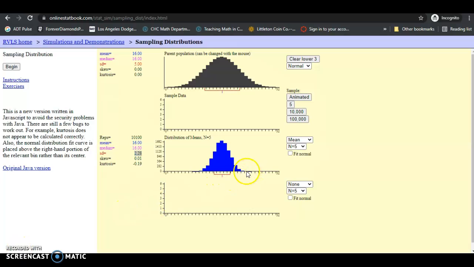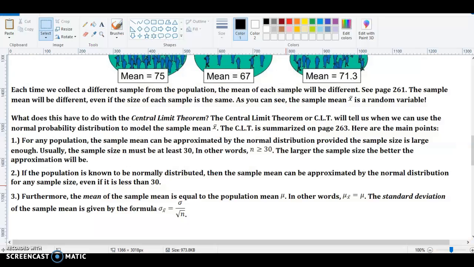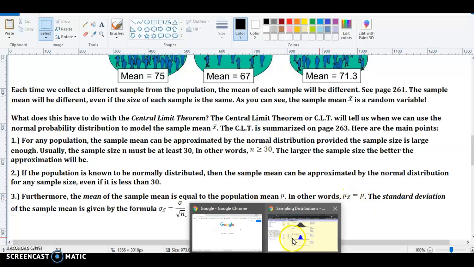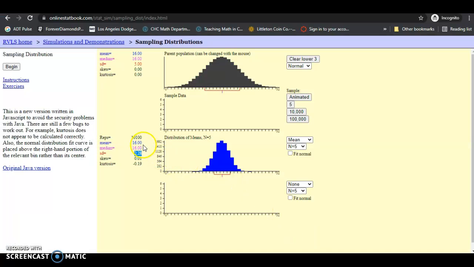Alright, so as we collect more and more samples and look at the sample means, we see that the graph forms a bell shape and is symmetric. If you click on Fit Normal, you can see how well the normal curve fits the graph of the sample means. Remember that the mean of the sample means is equal to the population mean, and that's what we are observing. The mean of the sample means is the same as the population mean of 16.